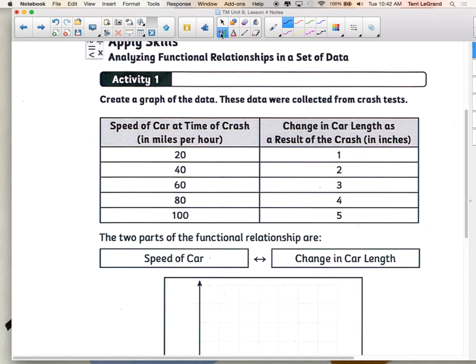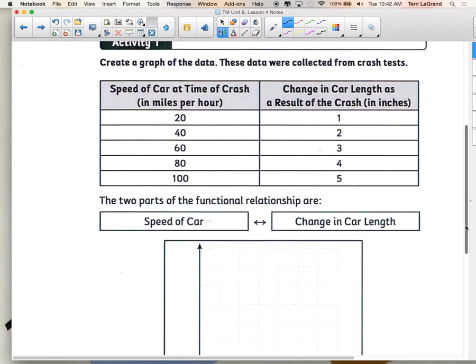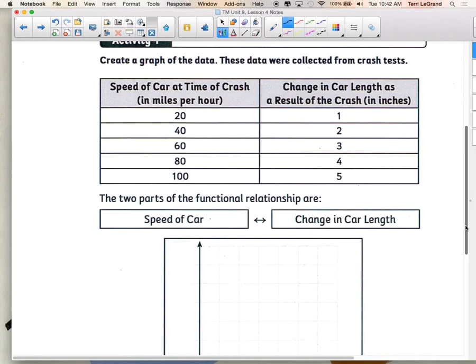So we're going to just do one problem here where we're going to create a graph for this data that has been collected from crash tests, and then we are going to describe what the functional relationship between the two of them is, okay? So let's take a look. We have the speed of a car at the time of a crash, how fast they're going in miles per hour, and the other part of our relationship is the change in car length as the result of the crash in inches.